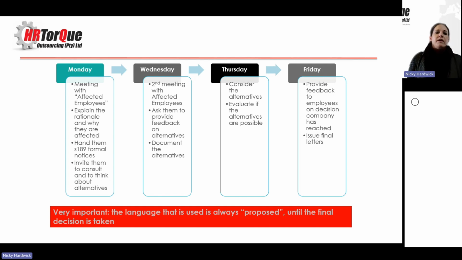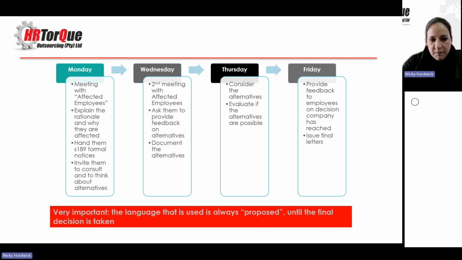You have considered all the alternatives. You may end up having a third meeting. This is just an example. You may end up having a third meeting or a fourth meeting, depending on how it works within your environment and depending on what feedback is given by the employees. What will eventually happen, when there are no alternatives and everything has been considered, is that you will get to the point where you say, well, we've considered everything. We have no other alternative.